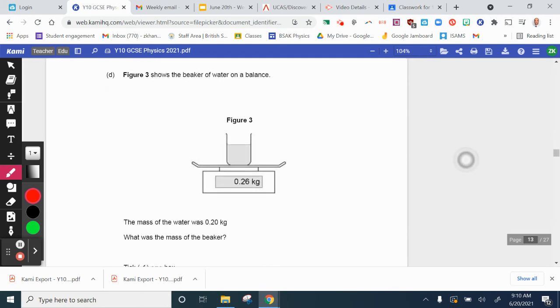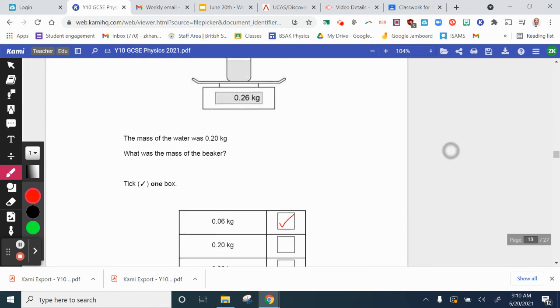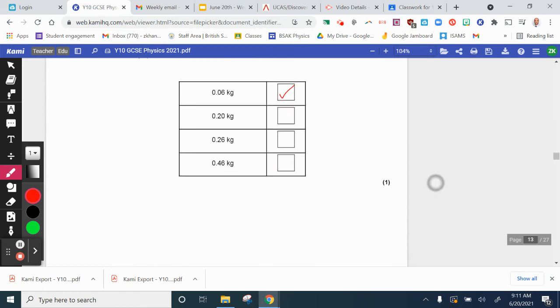Question part D. The mass of the water is 0.2 kilograms, yet the reading is 0.26 kilograms, and that's because the mass of the beaker has been included in the mass measurement. So the mass of the beaker is the difference between this mass and this mass there, which is 0.06 kilograms.